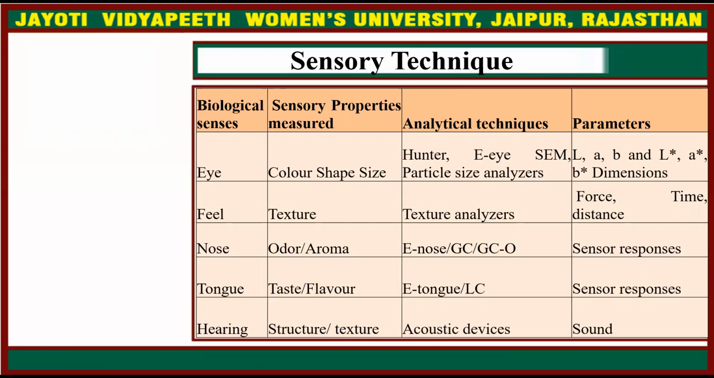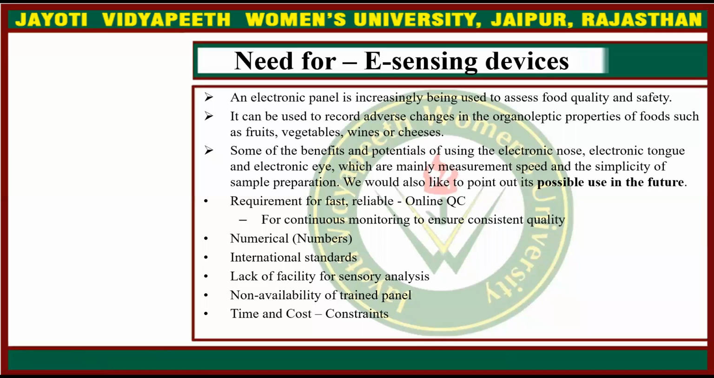For odor and aroma, we basically sense by the nose. For analytical techniques, it is GC, GCO, and eNose, and the parameters are the sensor responses. Then the tongue: taste and flavor are determined by the tongue, and for analytical technique, it is done by the e-tongue and LC. The parameters are the sensor responses. Then for hearing, for texture and structure, we use our ears, and the analytical techniques are acoustic devices. The parameter is sound.